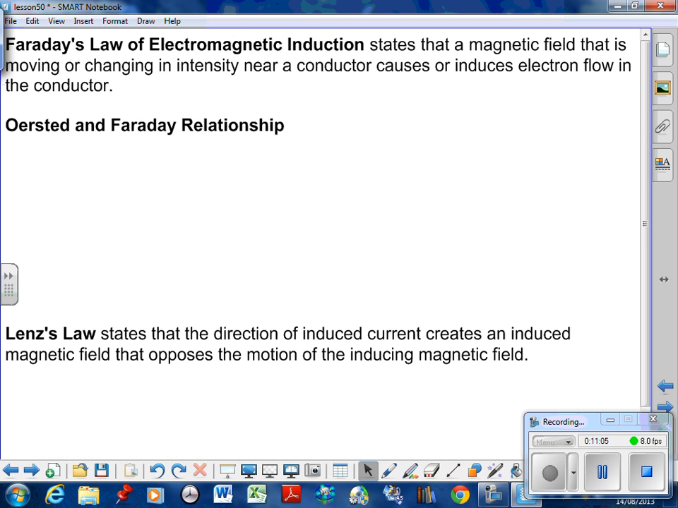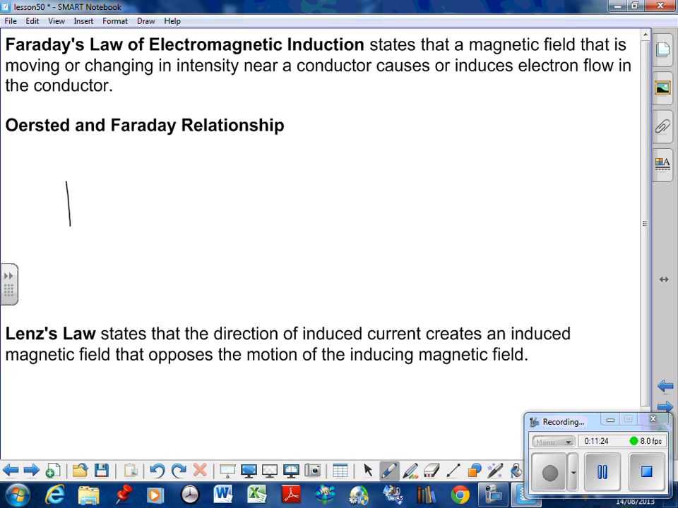Faraday's law of electromagnetic induction. So Faraday came along after Ørsted, and he came up with his law, and it states that a magnetic field that is moving or changing in intensity near a conductor causes or induces electron flow in the conductor. So what does that basically mean?